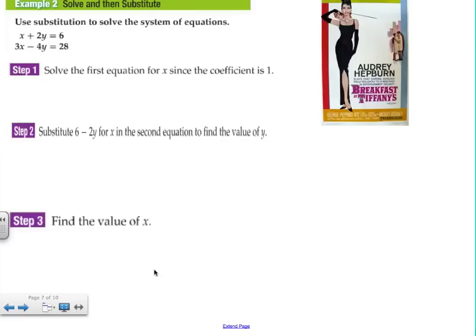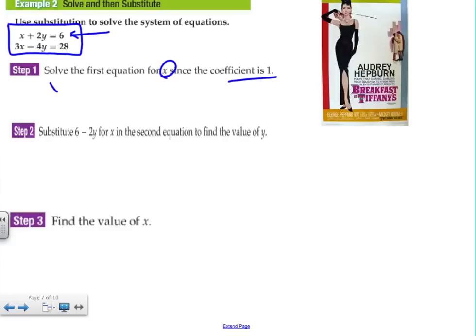Okay, now let's try solving by substitution, okay? So we have x plus 2y equals 6, and we have 3x minus 4y equals 28. So the first step is we're going to take this one here because we're going to put x equal to something. And why are we going to do that? Because x has a coefficient of 1, so that makes it the easiest one to isolate.